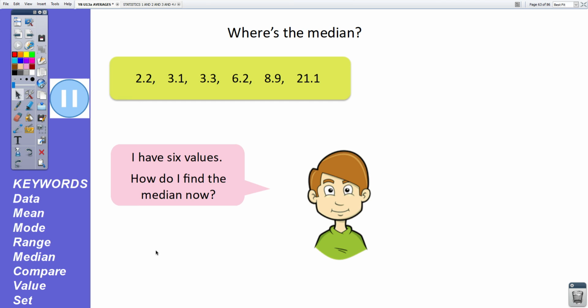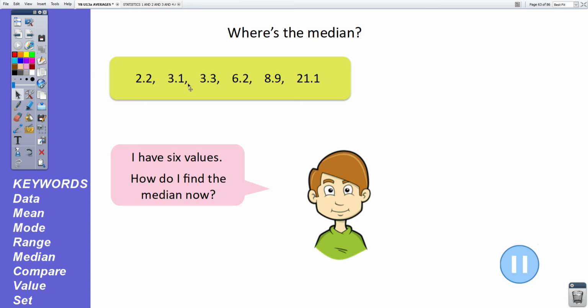But what happens when we've got an even number of data values? I've got 6 values. How do I find the median now? Pause the video and see if you can find the median for these 6 data values.